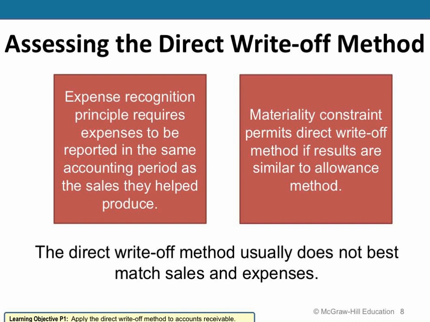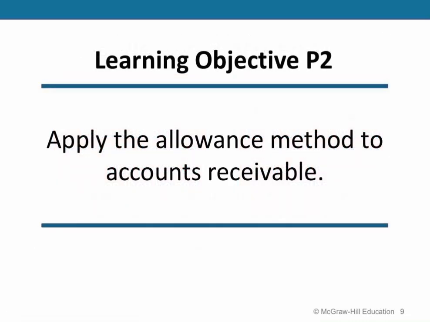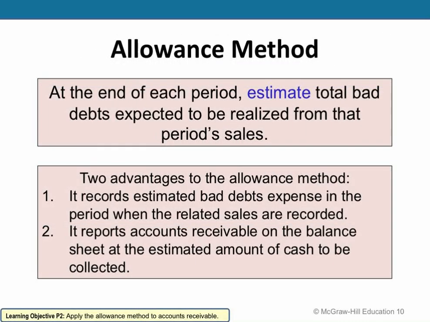So what we're going to use for that is something called an allowance method. It's going to have two advantages. One, it's going to record estimated bad debt expenses in the period. And we're also going to report the accounts receivable on the balance sheet as the estimated amount of cash to be collected. So we're essentially going to have a net amount that's going to get listed immediately.